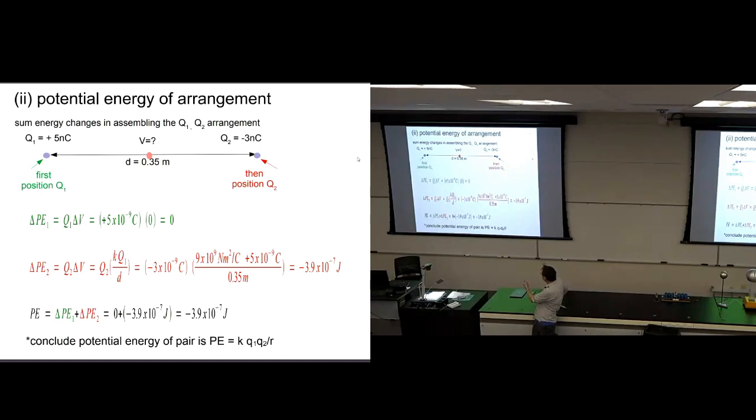And if I add this energy cost, which was 0, the one for bringing in the first fleck of dust, with the energy cost for the second one, bringing in the second fleck of dust, that total energy cost, delta PE1 plus delta PE2, is the total energy stored in the arrangement. And that's how you do it.